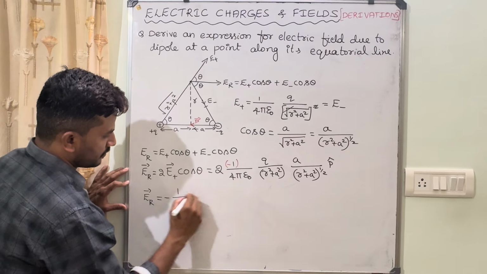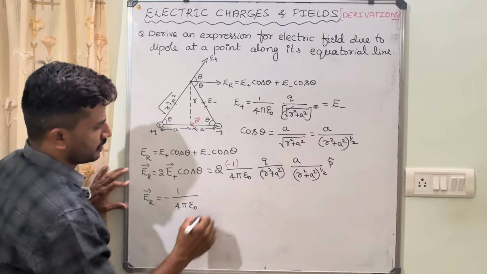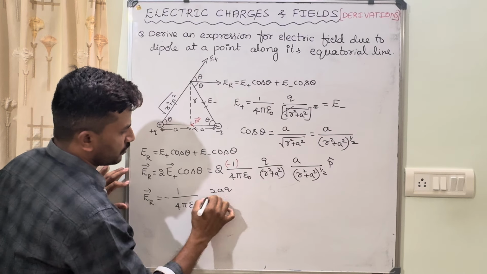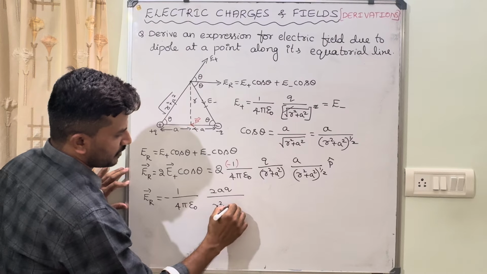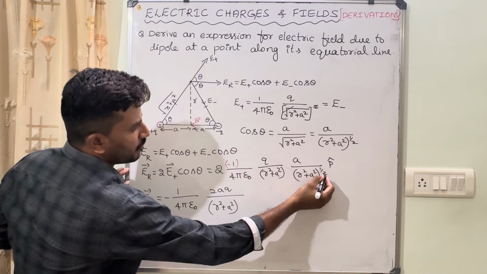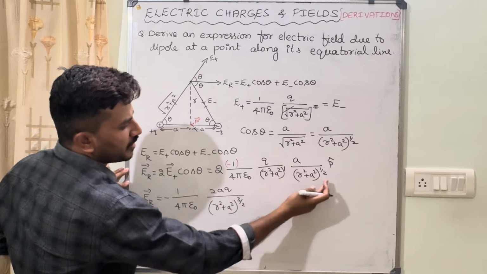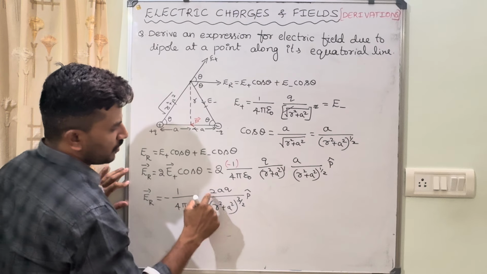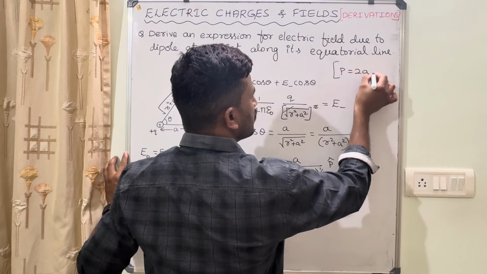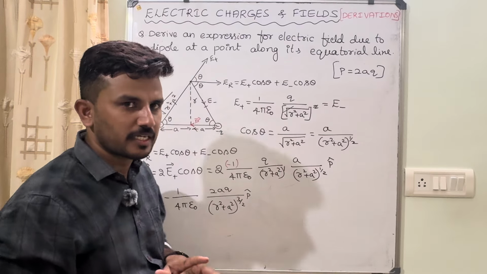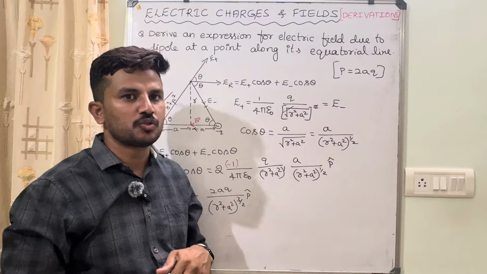1 by 4 pi epsilon naught, 2aq divided by r square plus a square power 1 plus 1 by 2 is 3 by 2, into p cap. What is 2aq? Since we know that P is equal to 2aq, while writing the theory itself, you must have written it, right? Like, consider an electric dipole of dipole moment P, which is equal to 2aq.